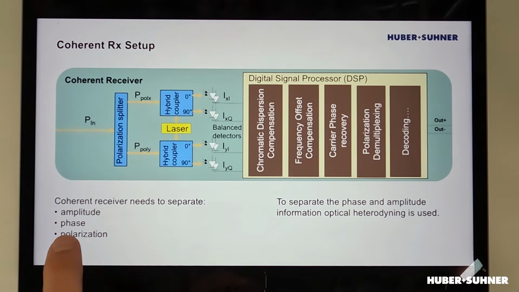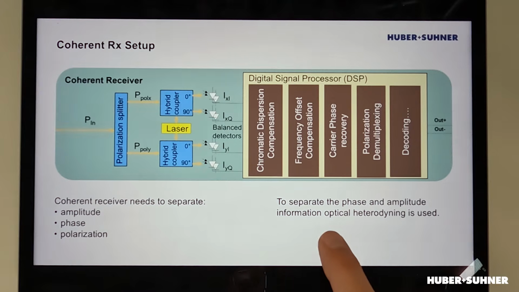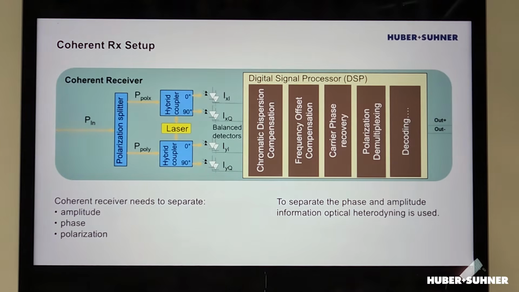But that's not the case for coherent transceivers, and that's got to do with how the receiver works, because the receiver of a coherent transceiver needs to separate the amplitude, phase, and polarization of the incoming optical signal. Now, the polarization part actually happens here right at the beginning with a so-called polarization splitter. But then we still need to take care of the amplitude and the phase, and that is then done by means of optical heterodyning. And for that, we need a local oscillator, or to put it differently, we need a laser.